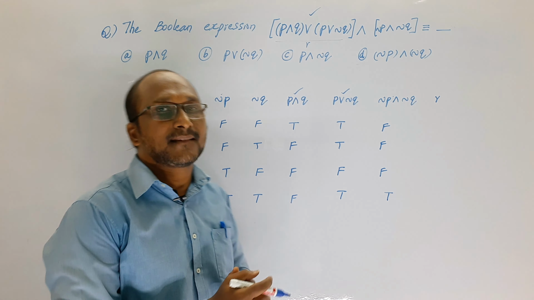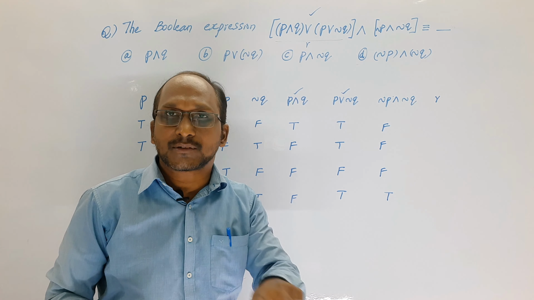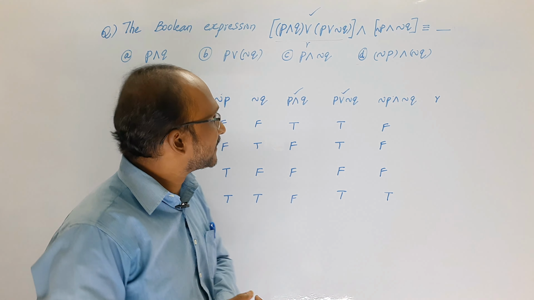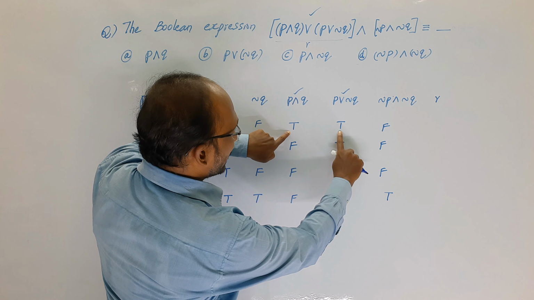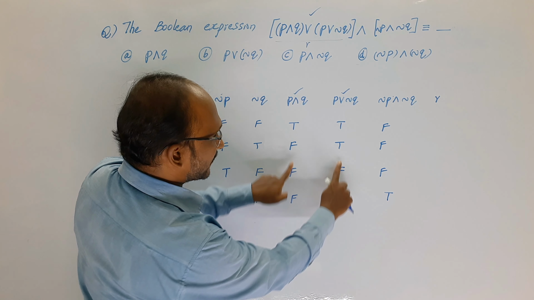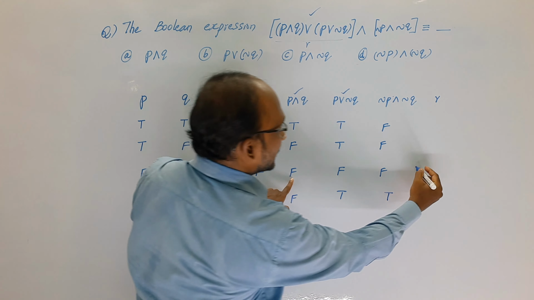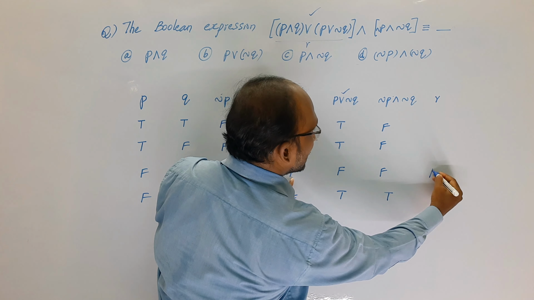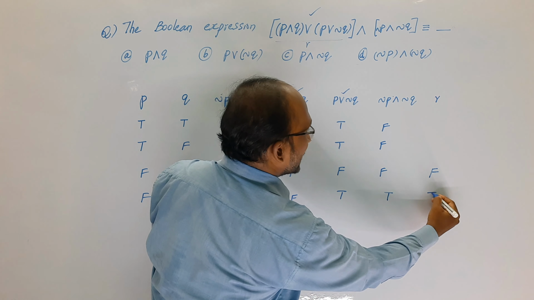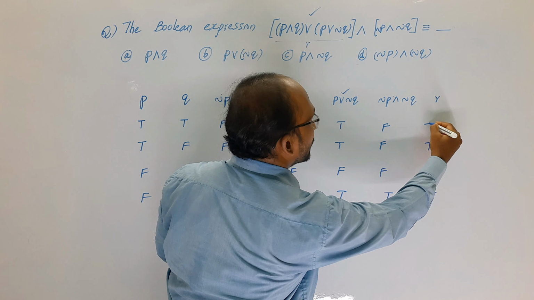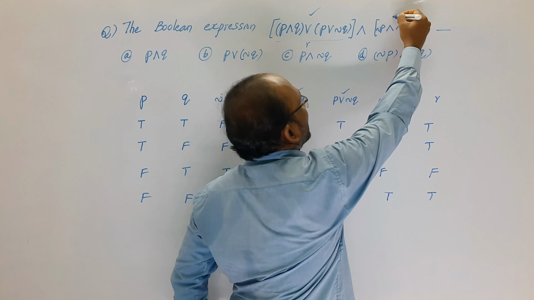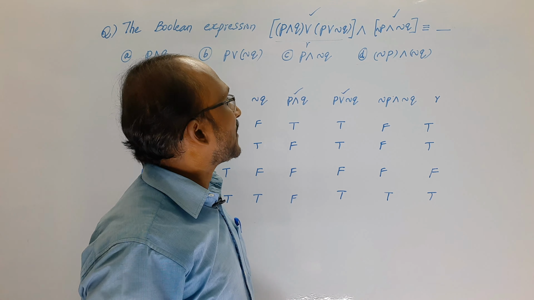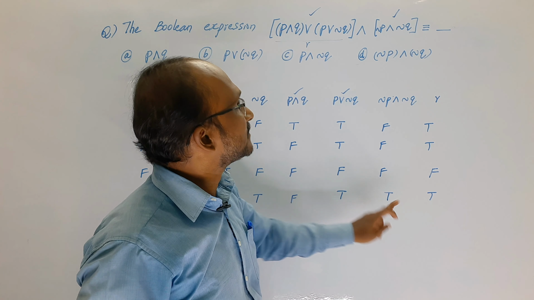So disjunction means when both are false, the result is false. Let us search for false and false. Not false and false. Not false and false. It is false and false. So the result is false, and in the remaining cases, it is true. Next, let us find the truth value of this statement. Of course, we have already got it.